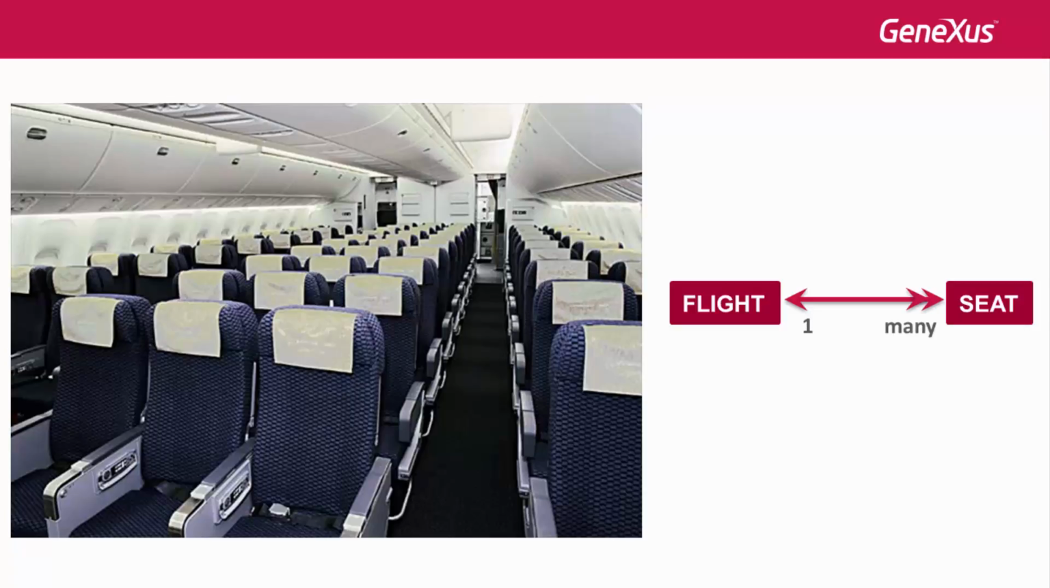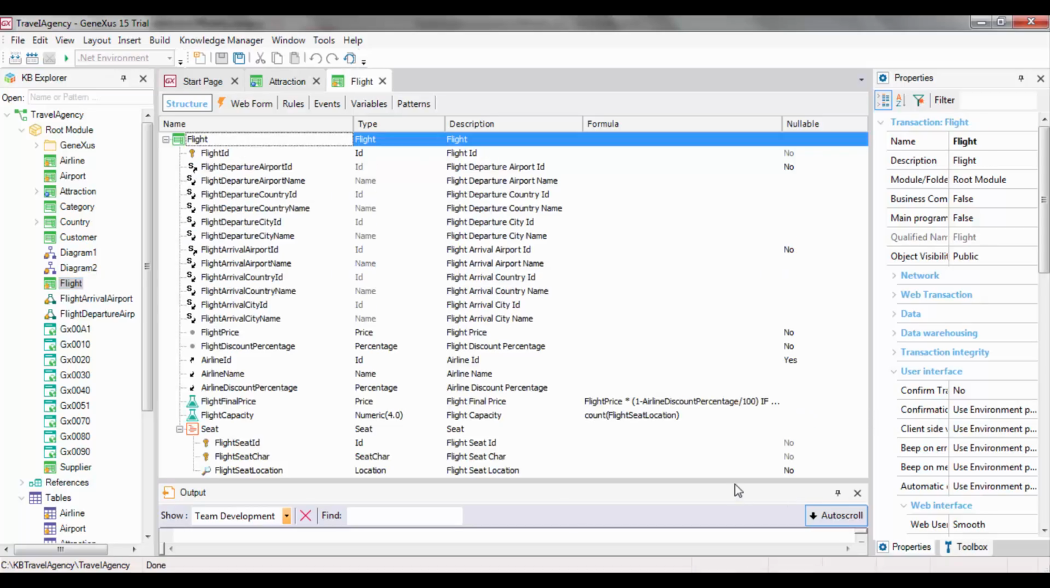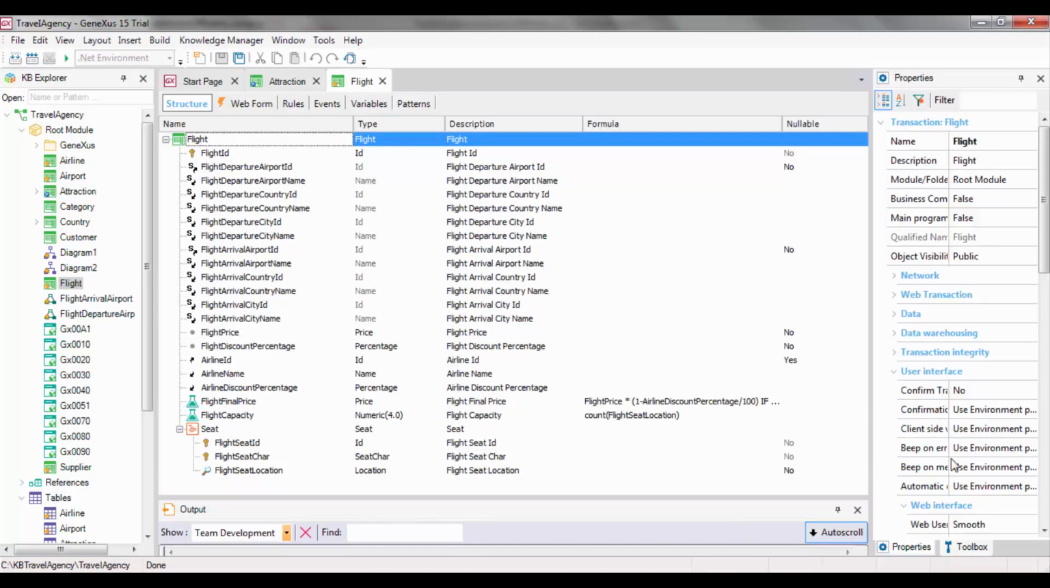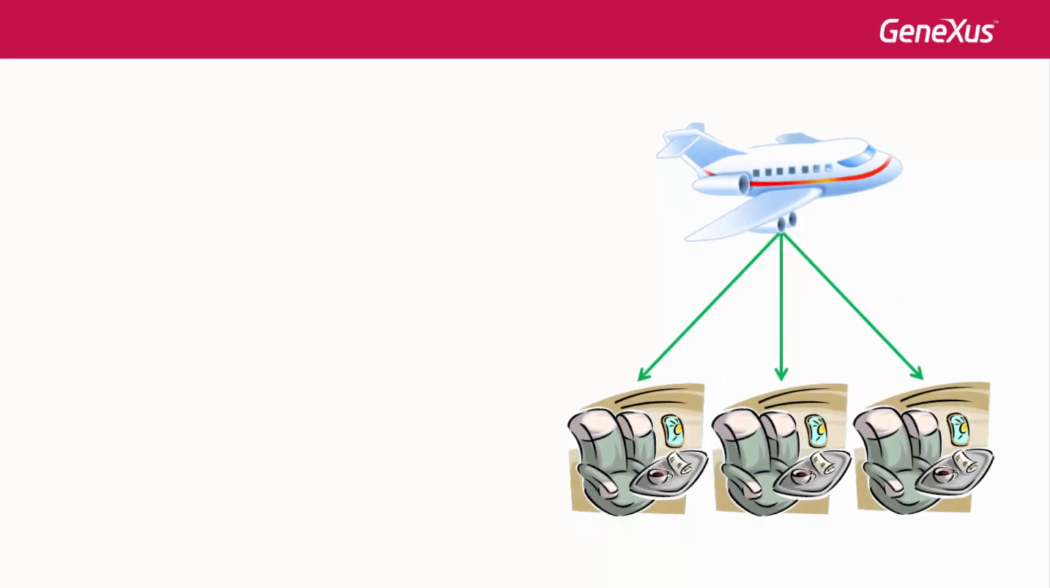We will open the flight transaction structure to see how to represent this relationship. In this case, seat is included as a second level of the flight transaction. So, how is this one-to-many relationship different from the one-to-many relationship that we saw between attractions and suppliers? Why is it that we don't represent both cases in the same way, with the same transaction design?